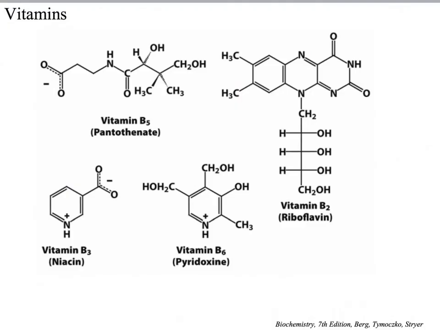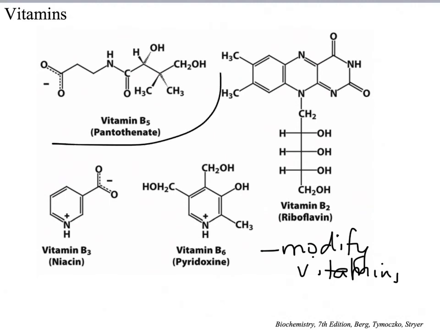Almost all the activated carriers that act as coenzymes are derived from vitamins. Vitamins are organic molecules that are needed in small amounts in the diets of some higher animals. Prior to serving as a coenzyme, you have to modify vitamins. So we can see here vitamin B5, pantothenate. This forms part of coenzyme A.